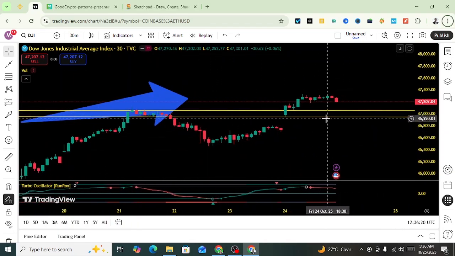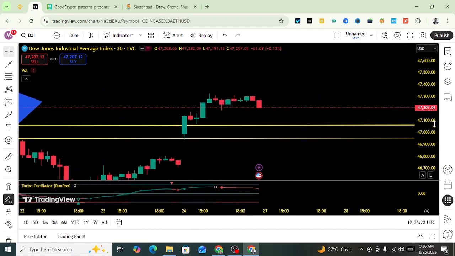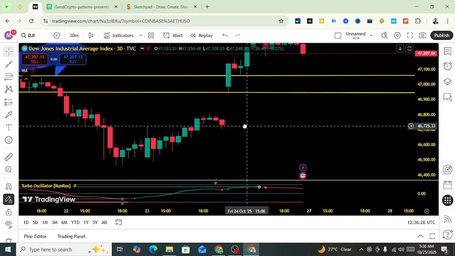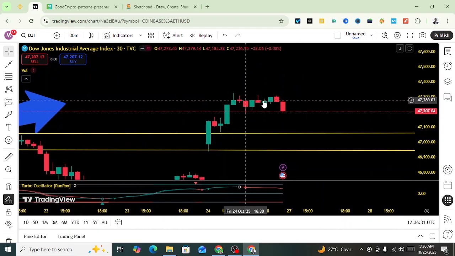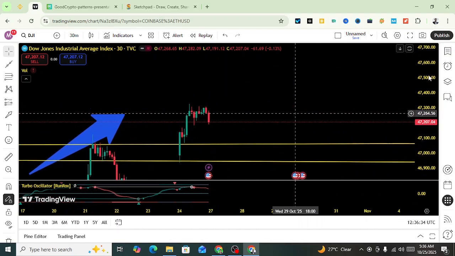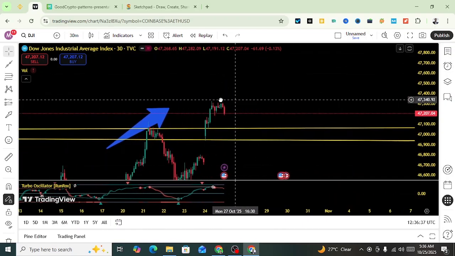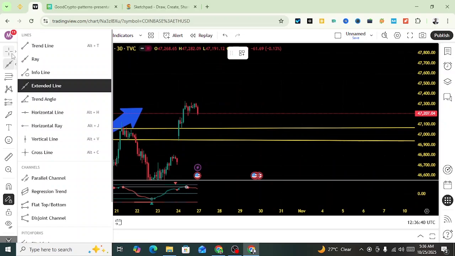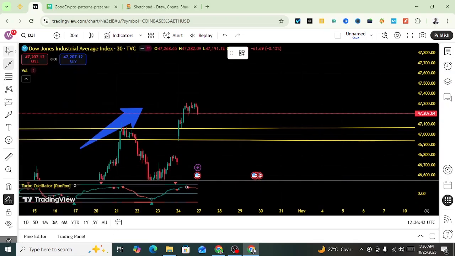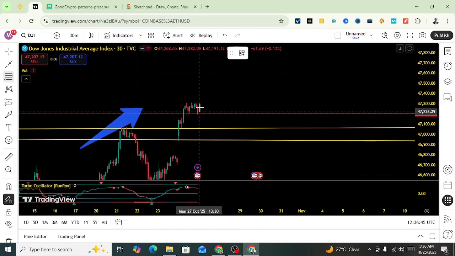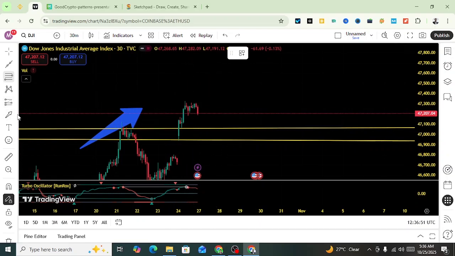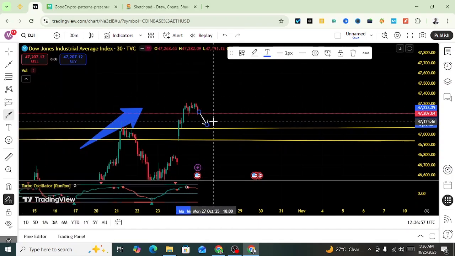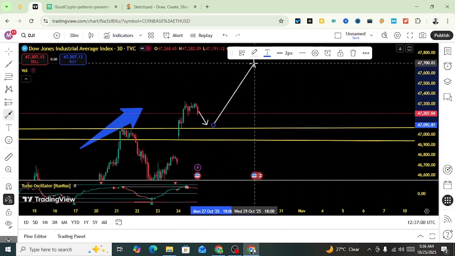When the resistance line is broken up, then when the market starts from here today, it's going up. Okay, so you can do one thing: if the pattern is like this, you can see that this is the resistance area. What happens next? The market goes from here to here to test that line, and again the market will be going up.